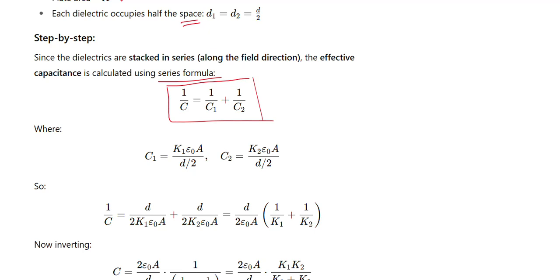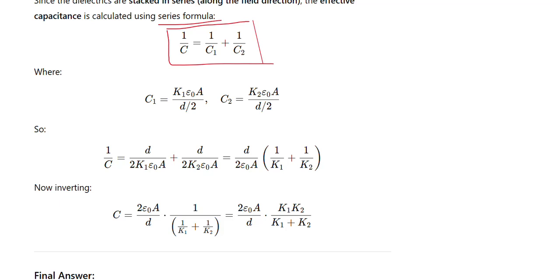We can replace this in the equation, and therefore we get D by 2K1 epsilon naught A plus D by 2K2 epsilon naught A. Here D, epsilon naught and A being constant can be taken outside the bracket. So the remaining is 1 by K1 plus 1 by K2. And now we want the net capacitance, so let us reciprocate this.